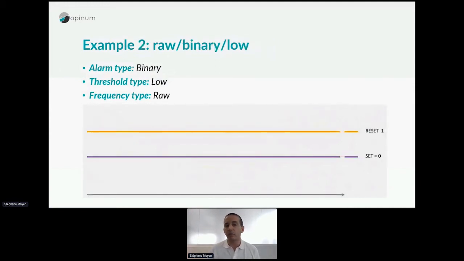Another example is for the binary, and in this case, we're going to look at a low type alarm. In this case, since it's a low type alarm, the set threshold is 0 and the reset threshold is 1.